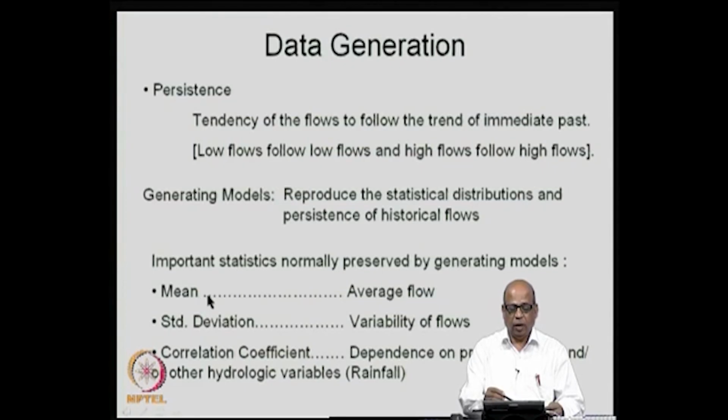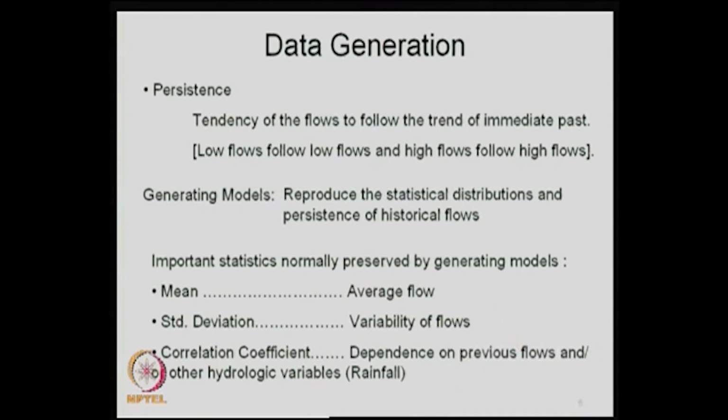So, we develop models for data generation, which when used will reproduce data which will have the same mean as the historical mean or more or less the same mean. It will have nearly the same standard deviation as the historical standard deviation. It will have the same correlation coefficient as the historical correlation coefficient, and correlation coefficient we may talk about correlation between runoff and some other variables like rainfall, humidity, soil moisture and so on, or runoff at a particular time period with runoff at previous time periods.